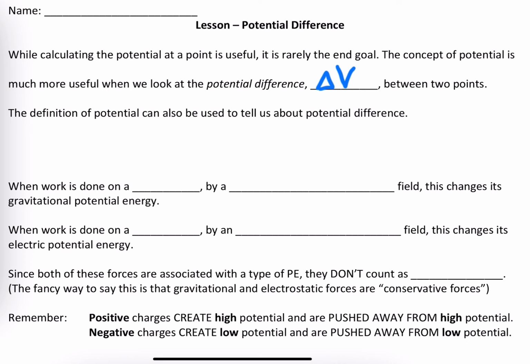So to talk about potential difference, we're going to look at the definition of potential that we saw in a previous lesson. We said electric potential is the potential energy that a 1 Coulomb charge would have, or it's the potential energy per unit charge. Now we can take this definition of potential, this formula, and turn it into something that tells us about not just potential, but about potential difference. And the way we do that is by adding a delta to both sides.